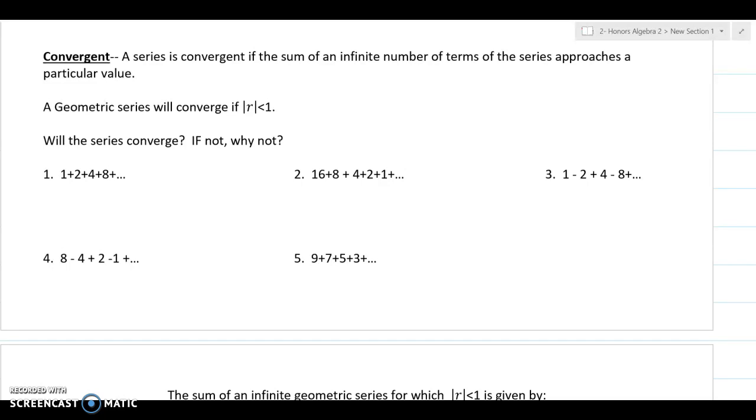And in this case, it's asking us, are they going to converge or not? So basically, is our absolute value of r going to be less than 1? So if you want to, pause this video for a second, try these problems, and then turn the video back on and check your answers.